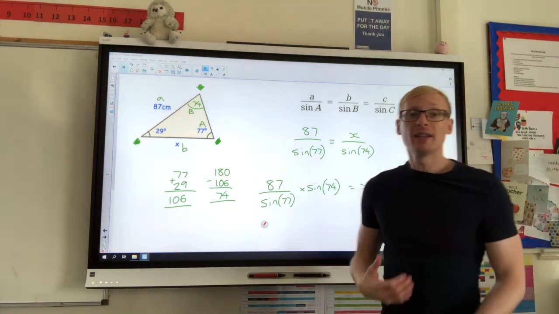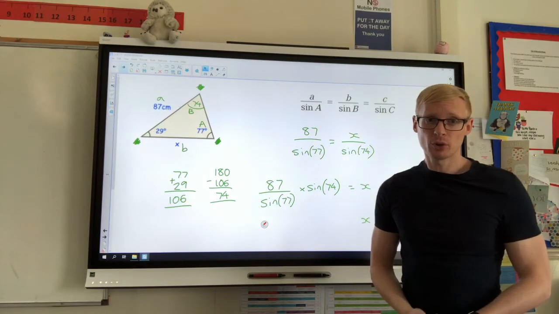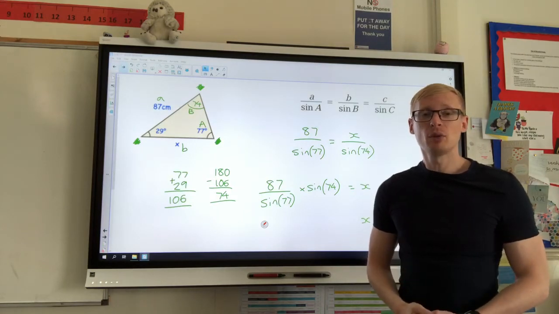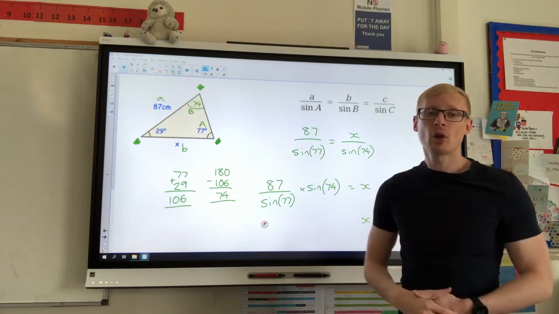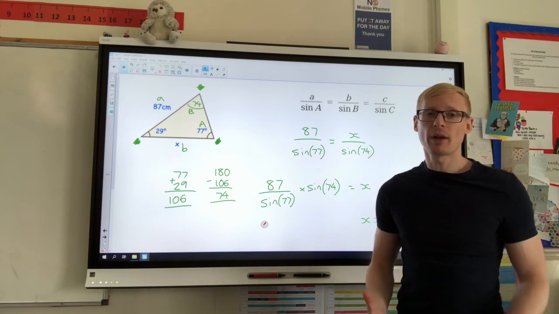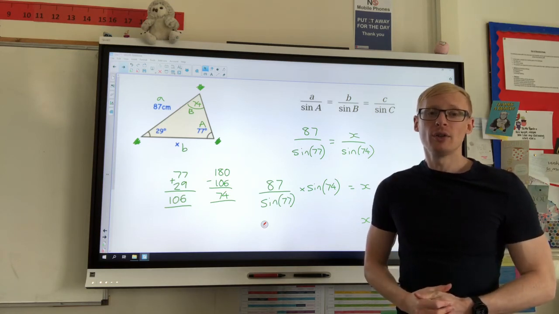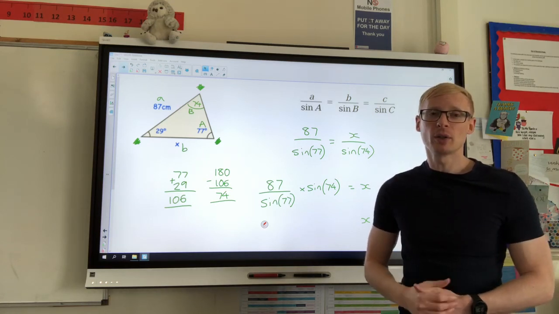Okay, I'd like you to get at least two of those examples down into your books. Again, emphasise the sine rule involves two sides, two angles. Cosine rule involves three sides, one angle. I'd then like you to try the questions in your booklet as well as the GCSE questions as well.